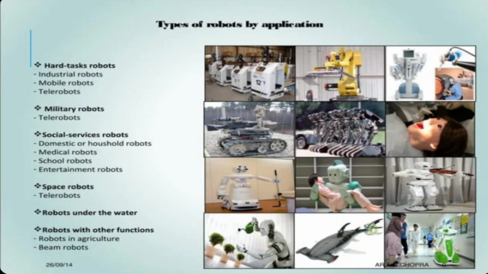The hard task robots are the industrial robots, mobile robots, and telerobots. The military robots are telerobots. Social service robots are the domestic or household robots. The examples are in the pictures. There are medical robots, school robots, and entertainment robots. The space robots are telerobots, then robots under the water, robots with other functions, robots in agriculture, and beam robots.